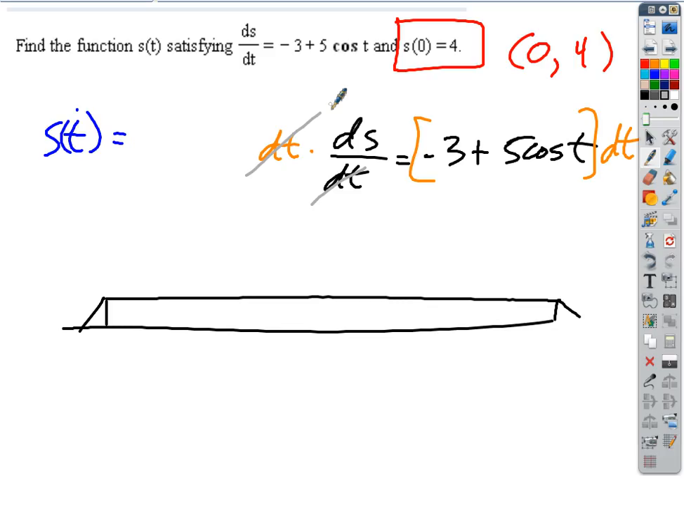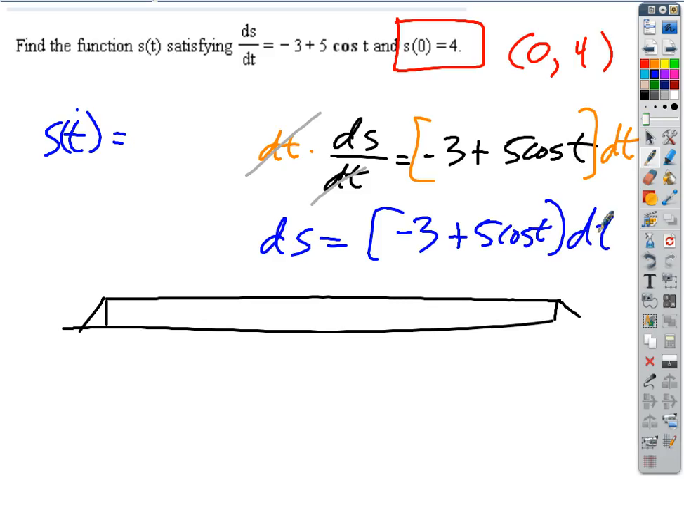So when I multiply both sides through by dt, I get ds equals the quantity -3 plus 5 cosine t dt, right? And now if I want to solve for s, which is my goal, I'm trying to find the function s of t, then how do I reverse differentiating? Yeah, I integrate or anti-differentiate.